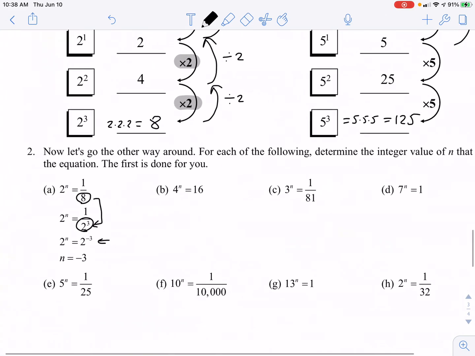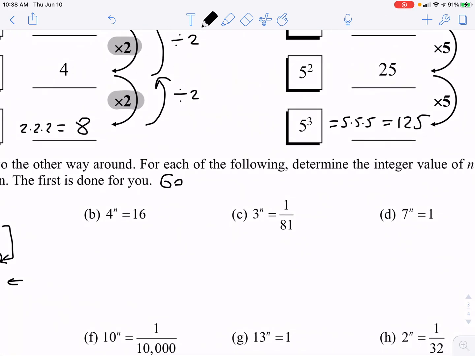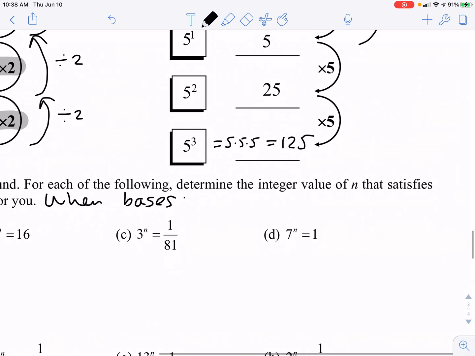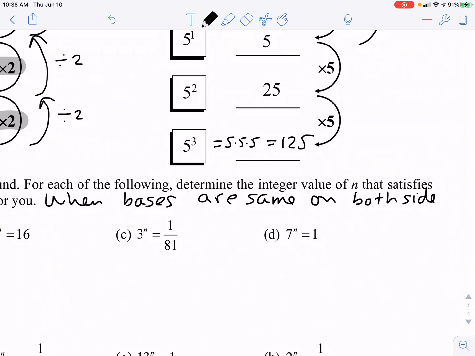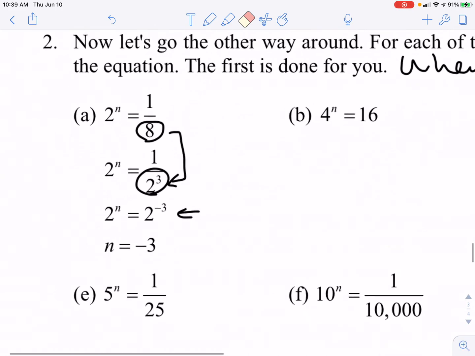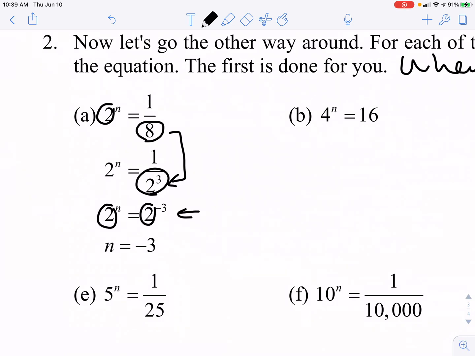So in other words, what are we going to do for this one? We are going to get the bases to be the same on both sides. That's what we want to do, and that's what we did. We have a base of 2. We wanted to rewrite this so that we get another base of 2. So we have 2 to the n equals 2 to the negative 3. Therefore, n has to equal negative 3.